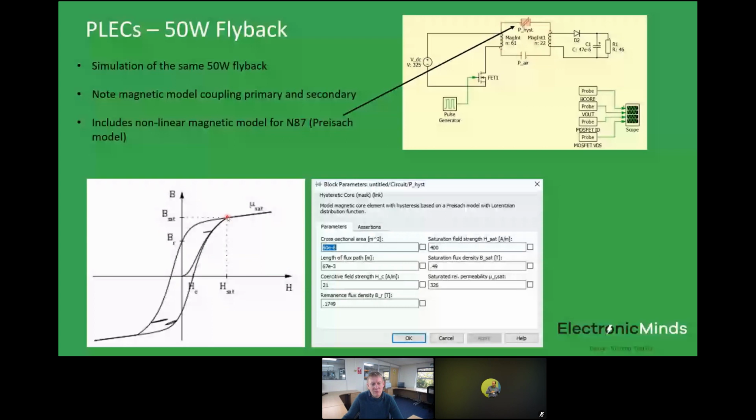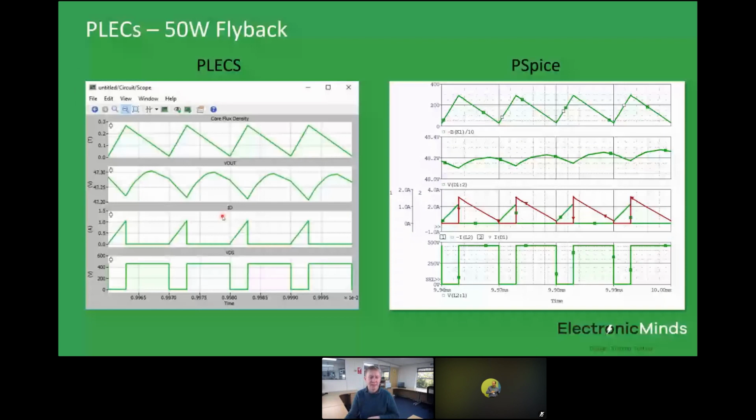And then the mu r is the slope of this line as we go out towards infinity. So you have to come up with a way of mapping your material properties into that sort of a model. But we've done that here for N87. And again, we've included that single air gap. So let's take a simulation of that and compare PLECS versus what I showed you for PSPICE.